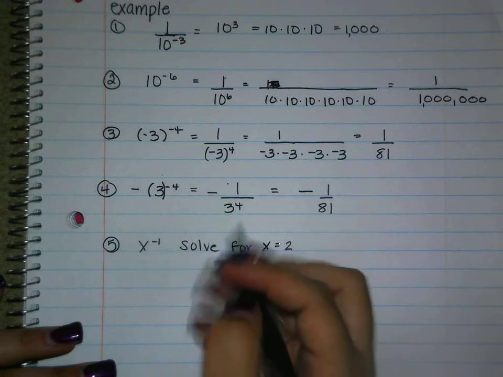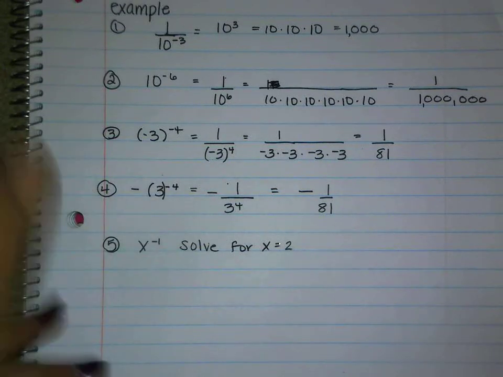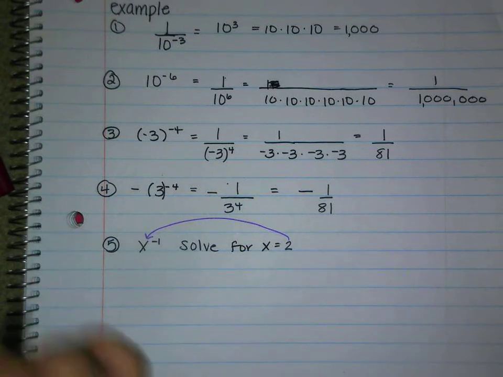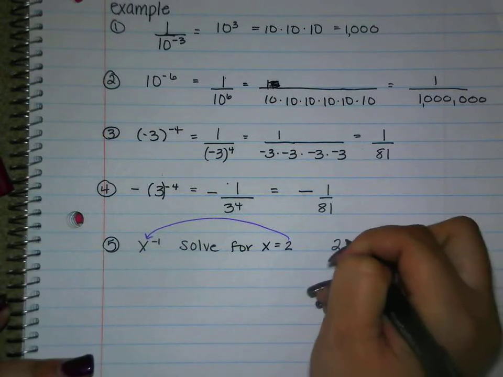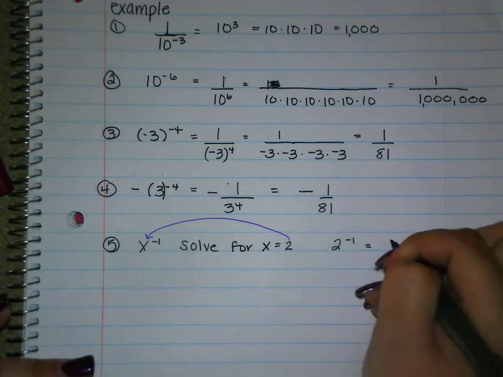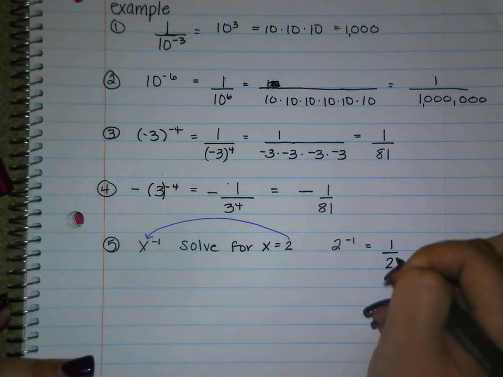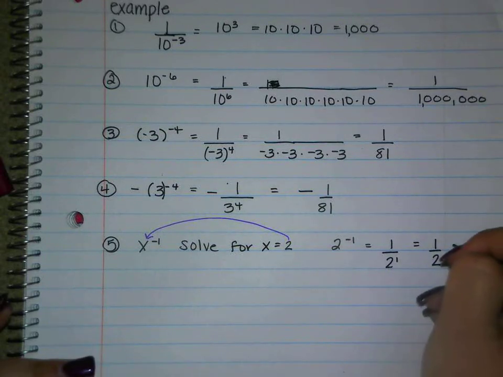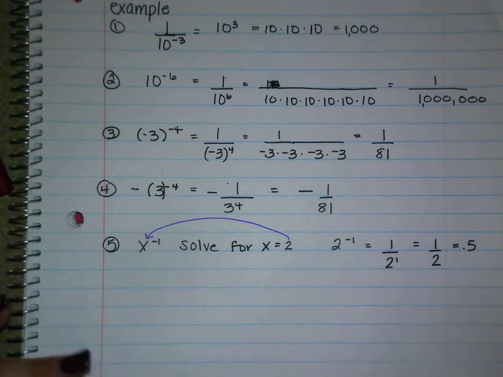So this would then be plugged in. We're going to take that 2 and plug it into the negative 1. So that becomes 2 to the negative 1 power, which is going to be equal to 1 over 2 to the first power, which is just 1 over 2. And you might even reduce that to a decimal, right?